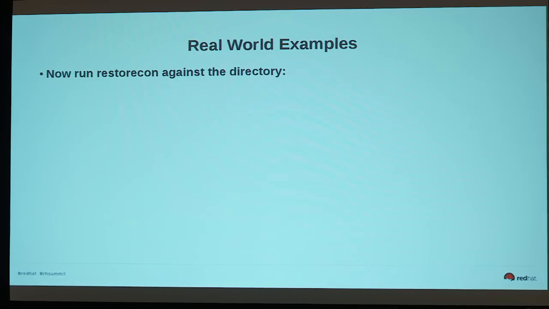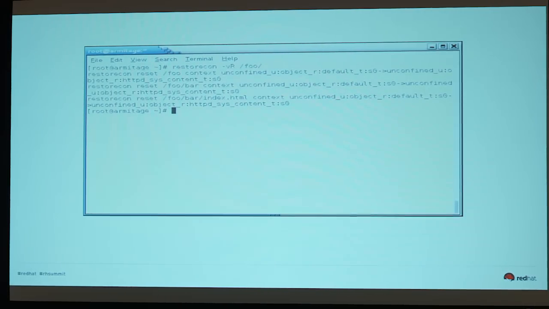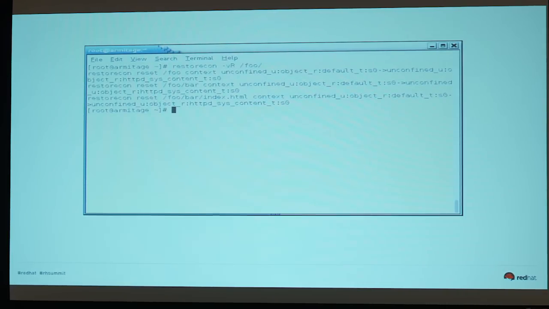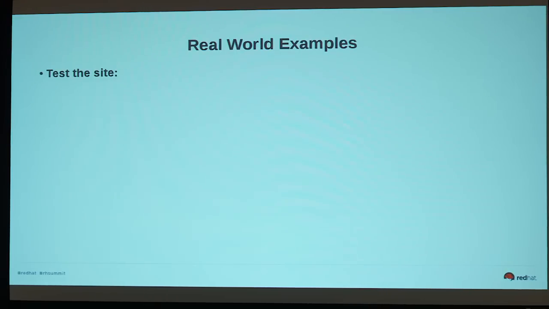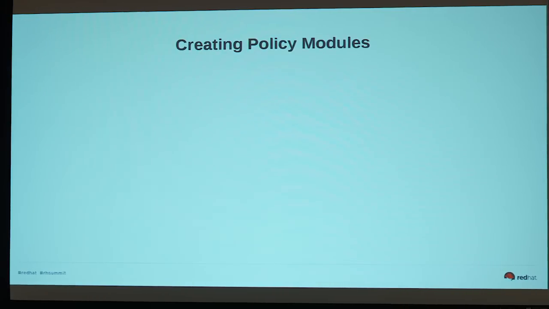You set the policy in one place, and then you enforce it, or you relabel the file system, in the other one. So we run restorecon against it, and sure enough, it comes back and it says we changed default type to httpd_sys_content_t for foo, for bar, and for index.html. Make sense? All right. So then we test the site, and sure enough, this is the dummyhost.example.com webpage. Everything's working like we expect.